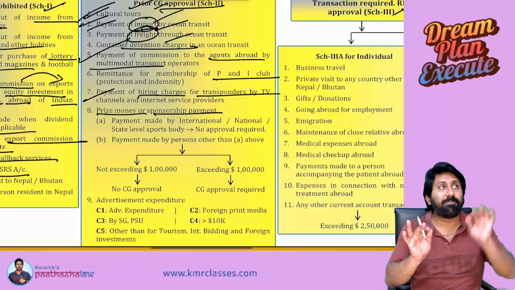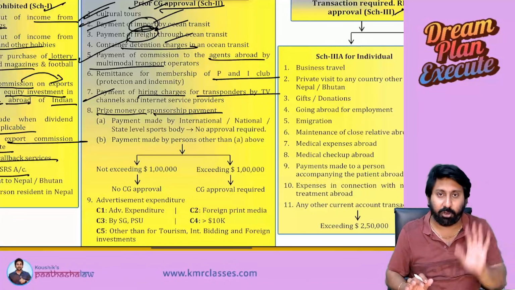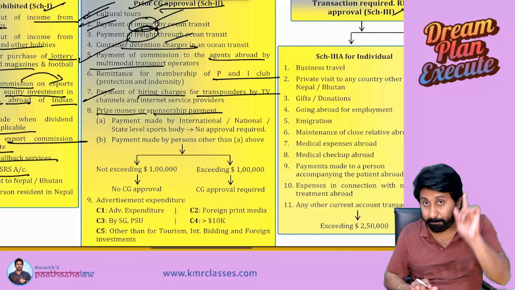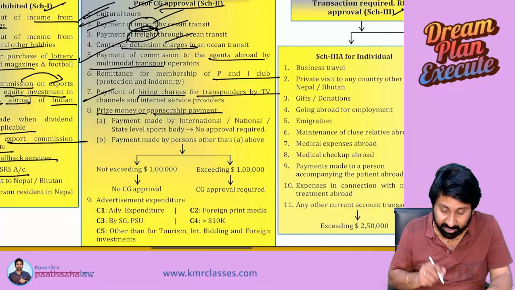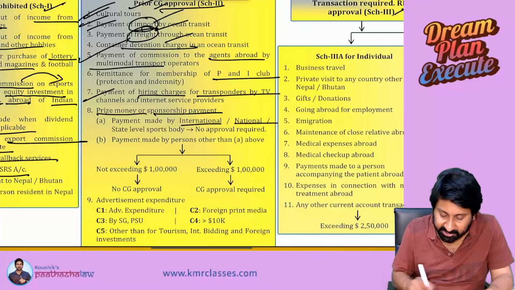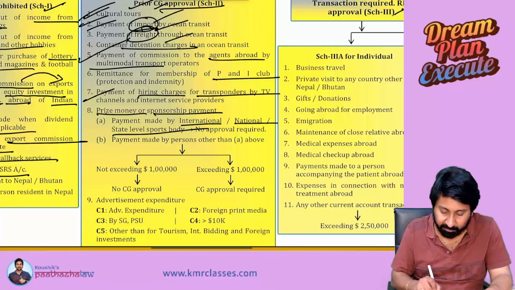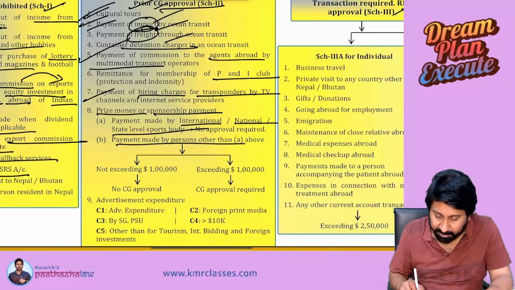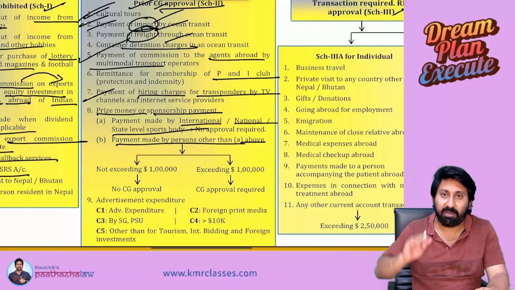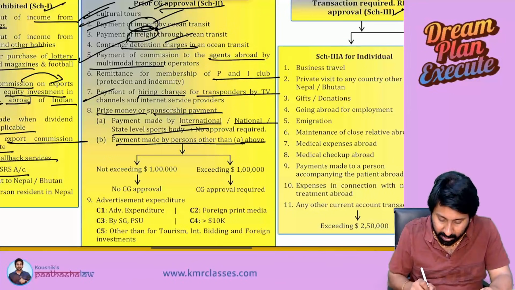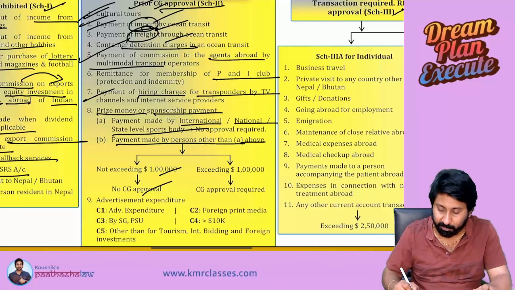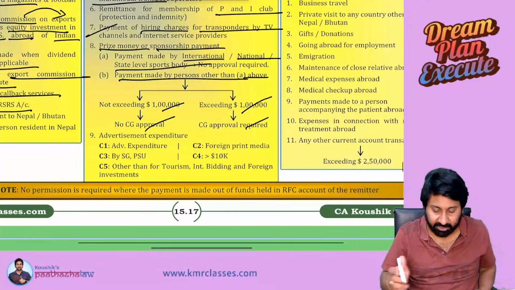Next, prize money or sponsorship payment. Okay, any prize money you wanted to pay outside India, sponsorship you wanted to give, you have to take CG permission, but that is not required if the payment is made by an international national sports body. No approval required. Okay, and payments by persons other than the above. Other than the above means other than those, if you want to pay, not exceeding $1 lakh, no CG approval. Exceeding $1 lakh, CG approval is required.